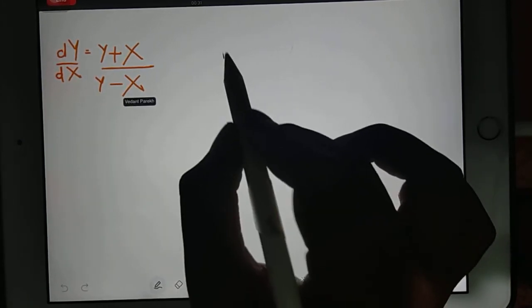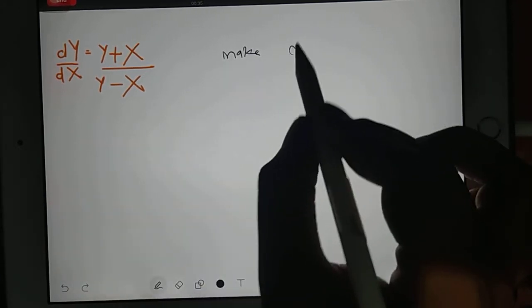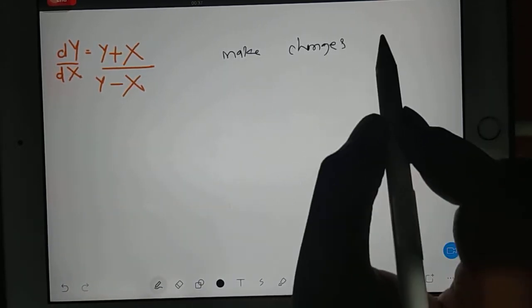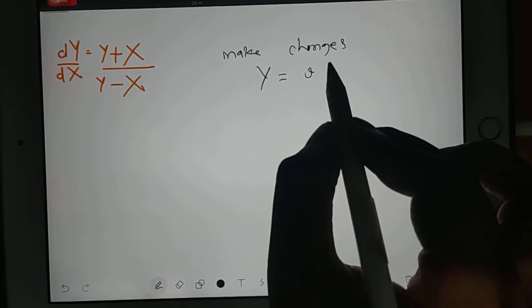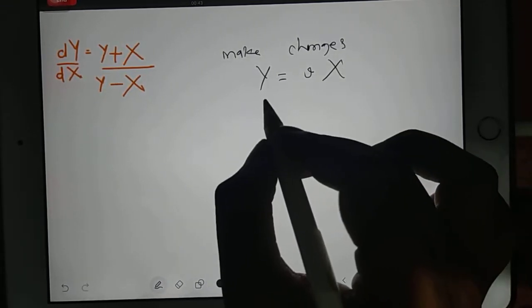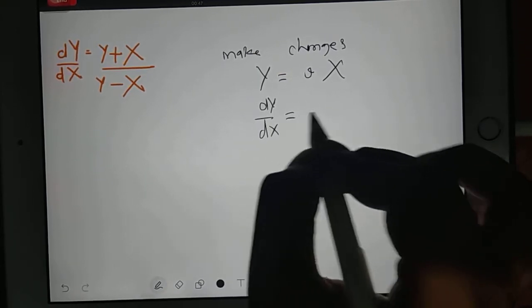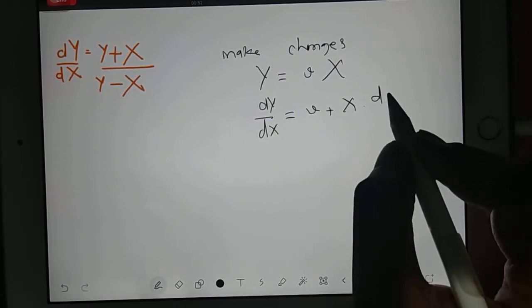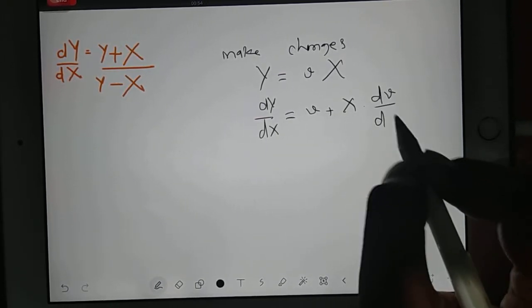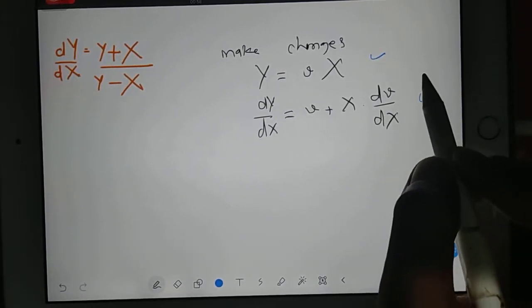So after this, we have to make changes. What are the changes we have to make? Capital Y we have to replace with V into capital X, and one more change we have to do. Capital dY by dX we have to make with V plus X dV by d capital X. These two changes we have to make in the equation now.